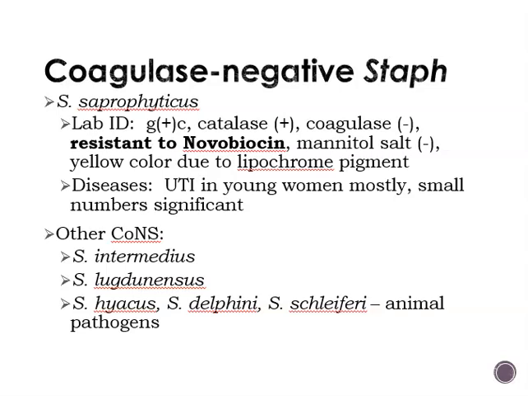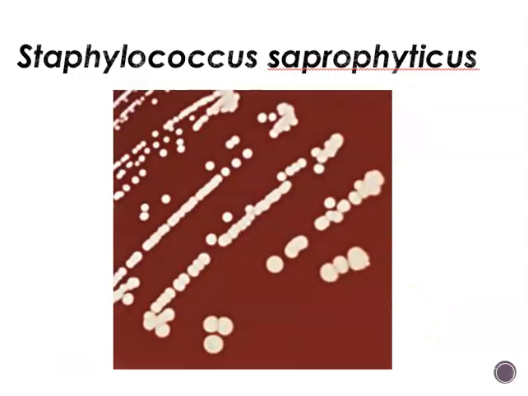And then just some other species of coagulase negative staphs that we won't necessarily go into, but just be familiar with the names and the fact that they are coagulase negative staphs. So Staph intermedius, lugdunensis, and then hyicus, delphini, and schleiferi are animal pathogens. Okay, here's a picture of Staph saprophyticus on the blood agar plate. It's a very, very bright, bold white, usually is how you'll see it. It really stands out more than the others.